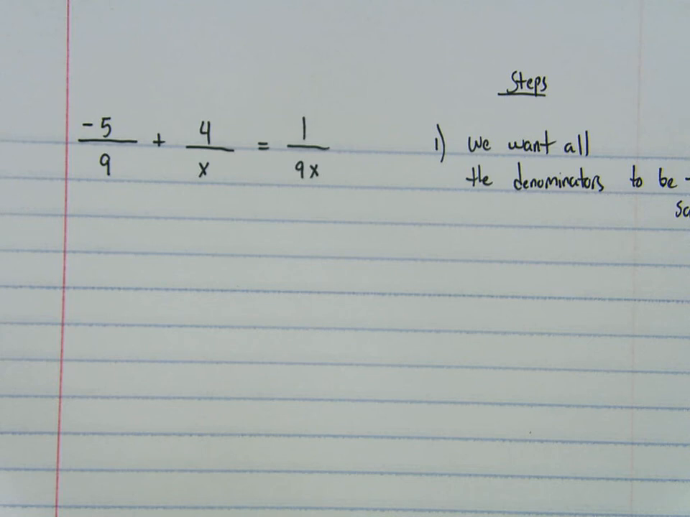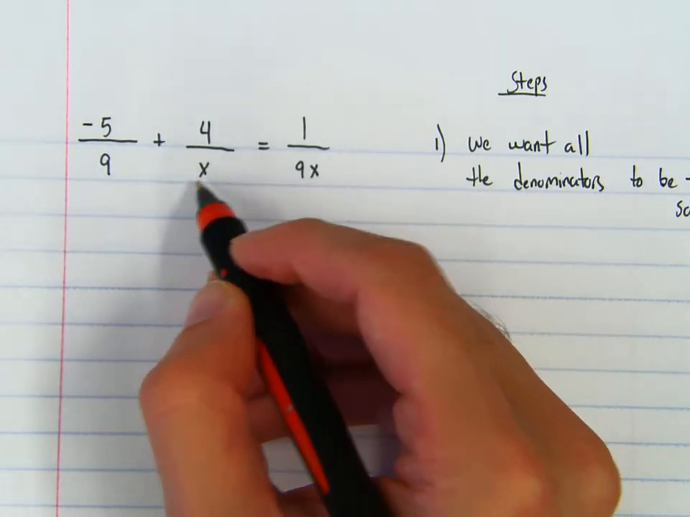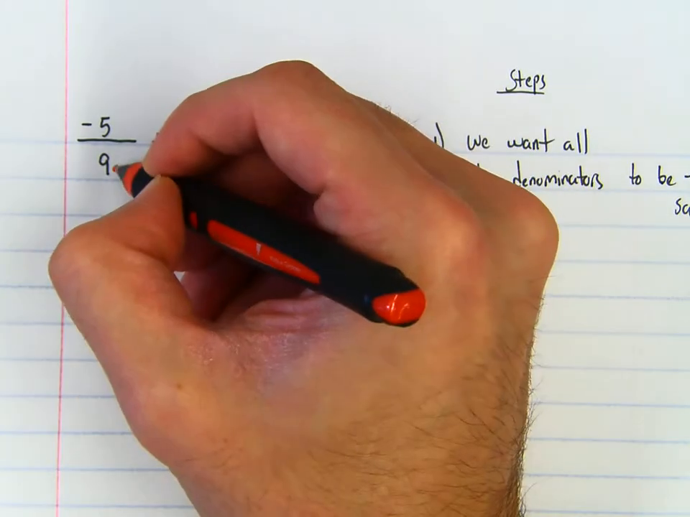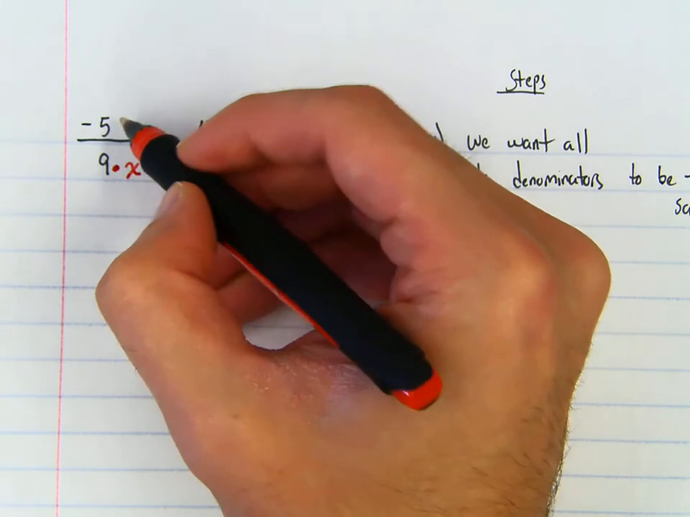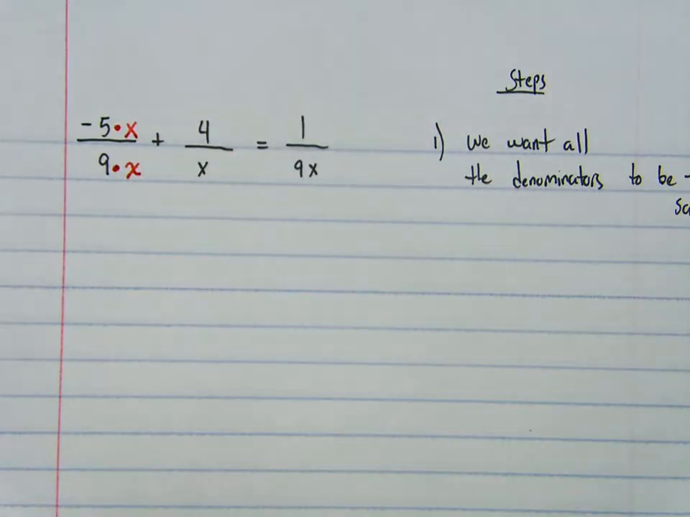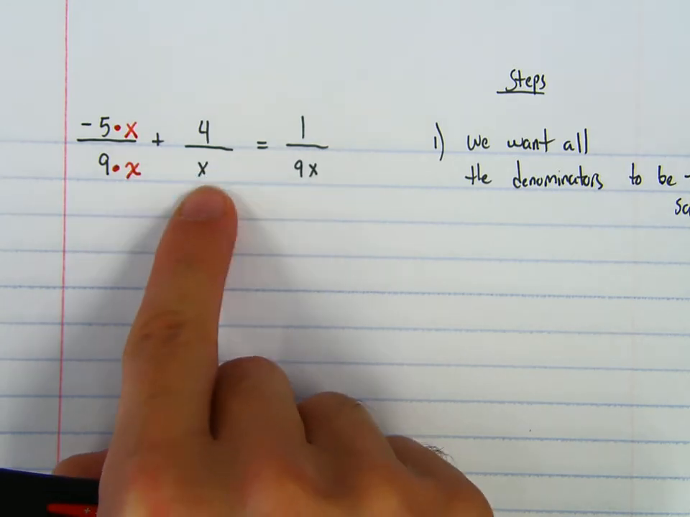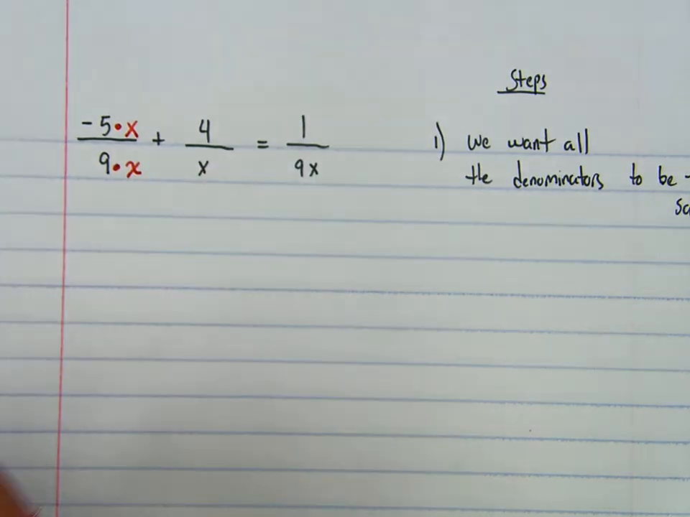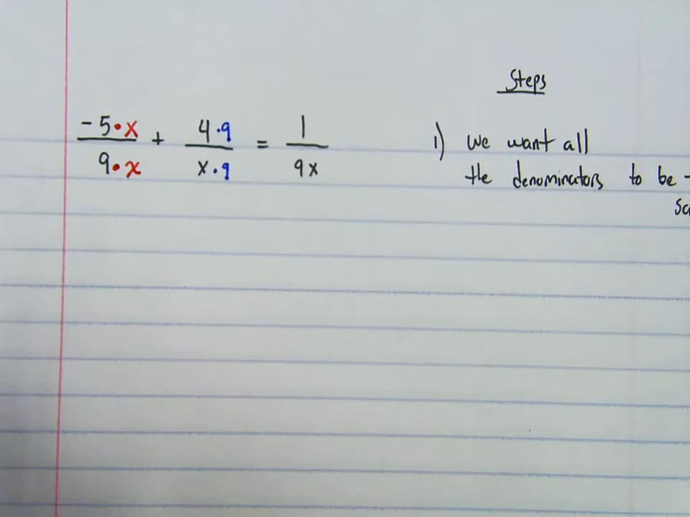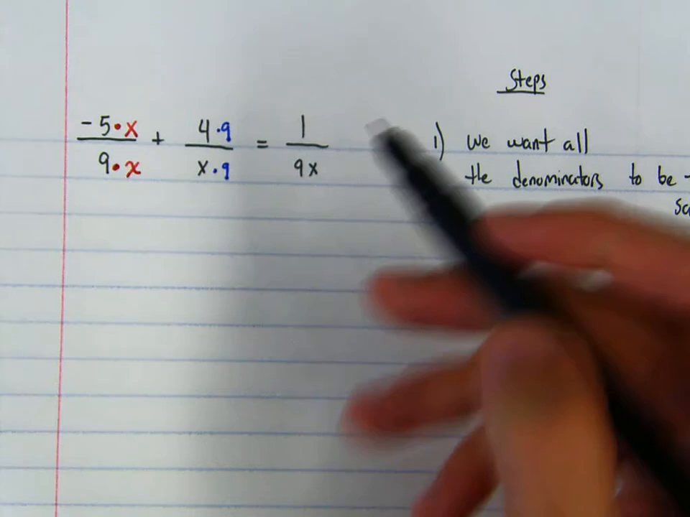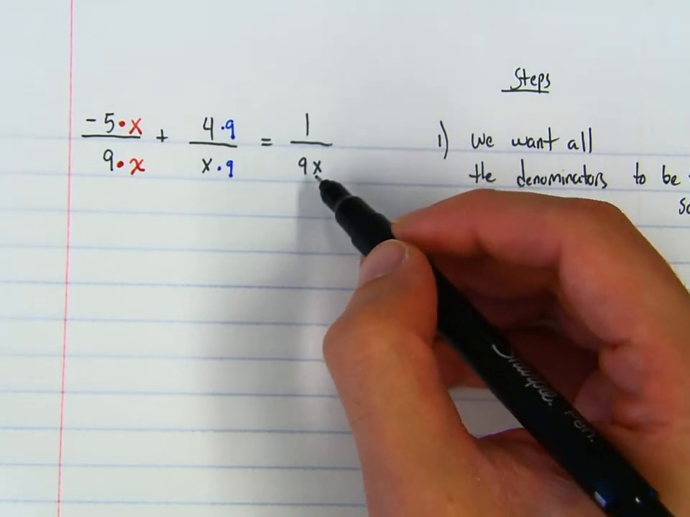Notice this has a 9. What is it missing? It's missing this x. So what I'm going to do is multiply an x to it. But whatever I do to the bottom, I also do to the top, so I'm going to multiply the top by x. This has an x. What is it missing? It's missing a 9. So I'm going to multiply this by 9 and the top by 9. Notice that this part already has the 9x, so we don't need to do anything to this. And let's see what happens.